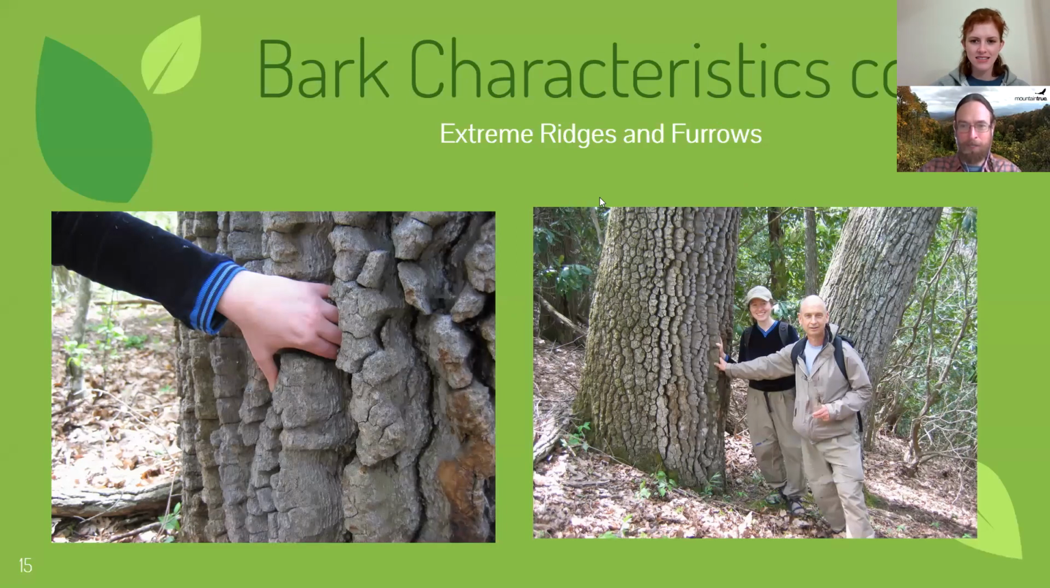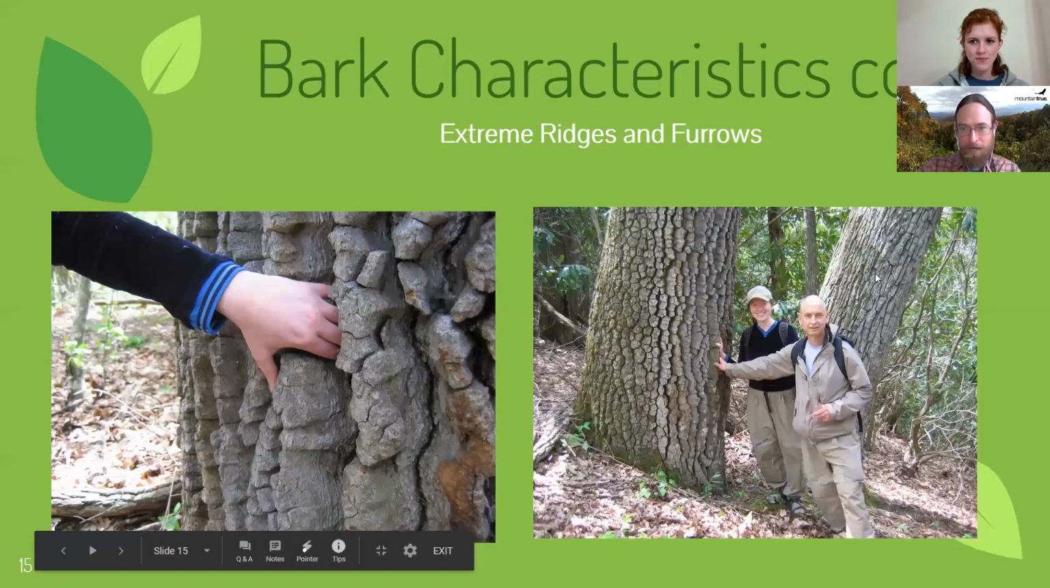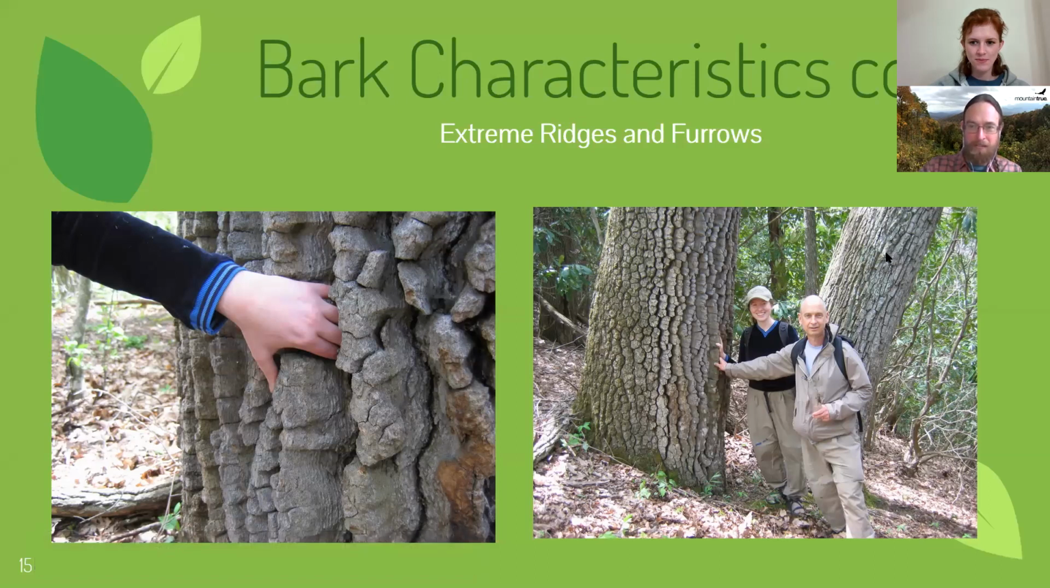The other one that's in the right neighborhood is in the picture on the right. Oops, I need to go back. How do I do that? Go back to slide 15. So on the picture on the right in the background, that's a chestnut oak. So the trees that are commonly confused with this are sourwood, chestnut oak, and persimmon.